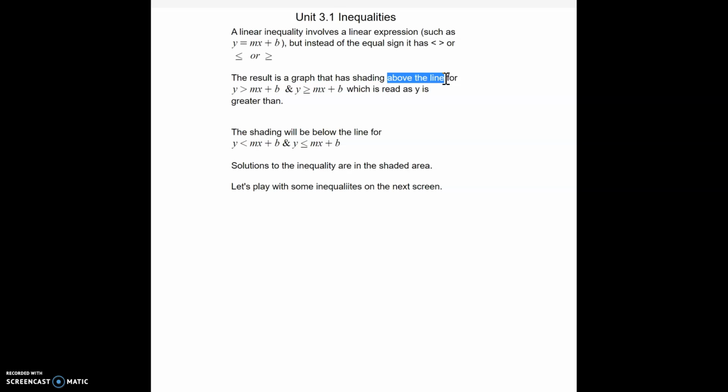So we're going to have the line on the graph, and we're going to have to shade. And that's kind of what we saw on those pictures. Remember, he had the shading, and we saw the shading. So the solutions to the inequality are in the shaded area. And we're going to play with some inequalities on the next screen.